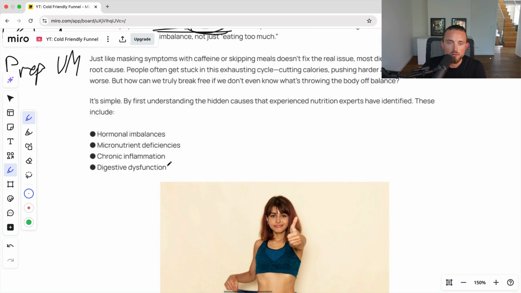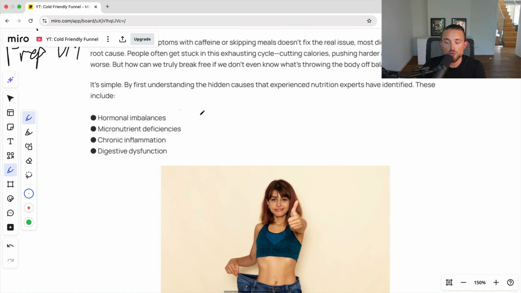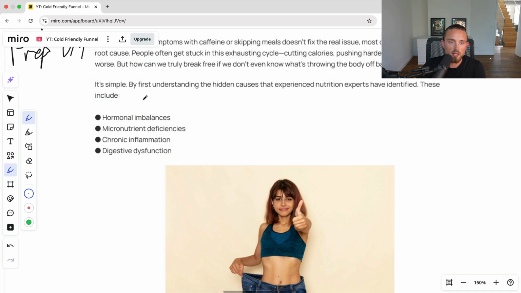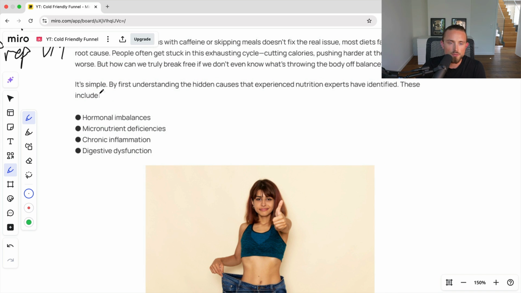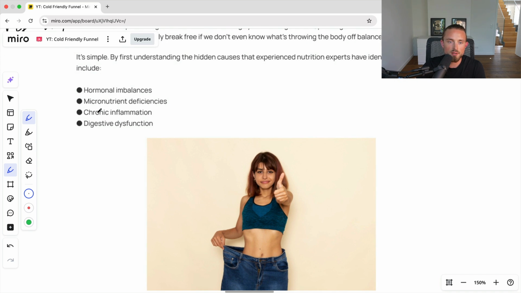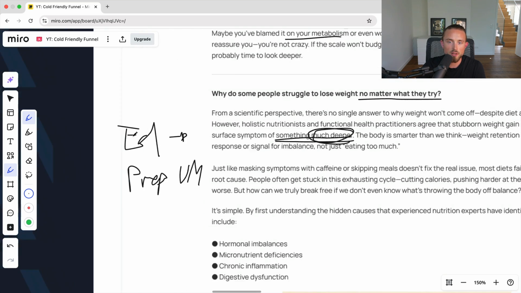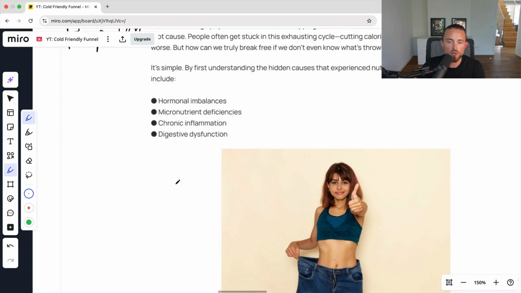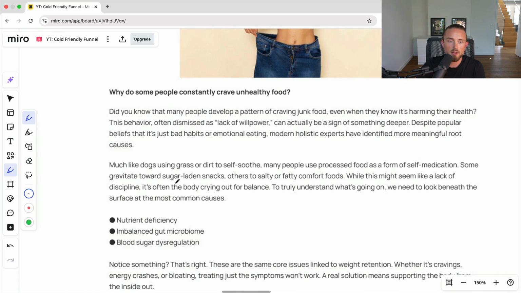Again, I don't want to read through everything. You can do that in your own time if you want to, I just want to give you a high-level overview. So for example here, it's simple. "By first understanding the hidden causes that experienced nutritionists and experts have identified, these include hormonal imbalances, micronutrient deficiencies," yada, yada, yada. So again, this whole section is education and prep for the unique mechanism.